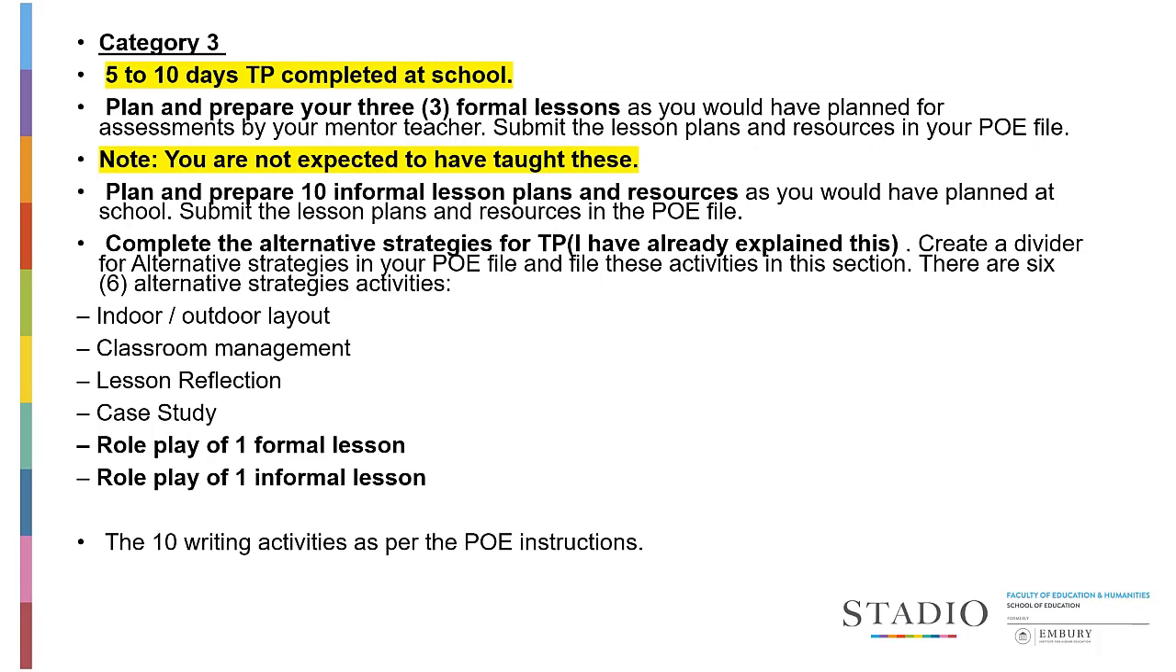If you fall under category 3, this means that you should have completed 5 to 10 days of TP at school. You need to plan and prepare your 3 formal lessons as you would have planned for assessments by your mentor teacher. You need to submit the lesson plans and the resources in your POE file. Please note that you are not expected to have taught these lessons.